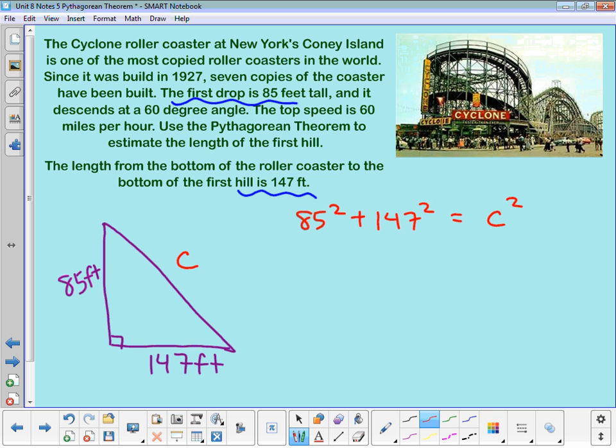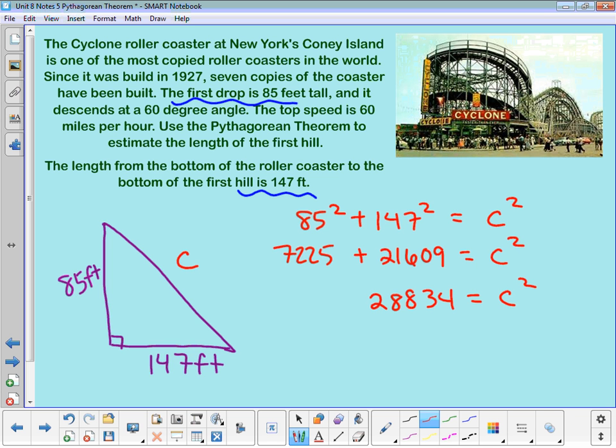I can plug all that into my calculator. 85 squared is 7,225. 147 squared is 21,609. And C squared is there. Adding them together, I get 28,834.